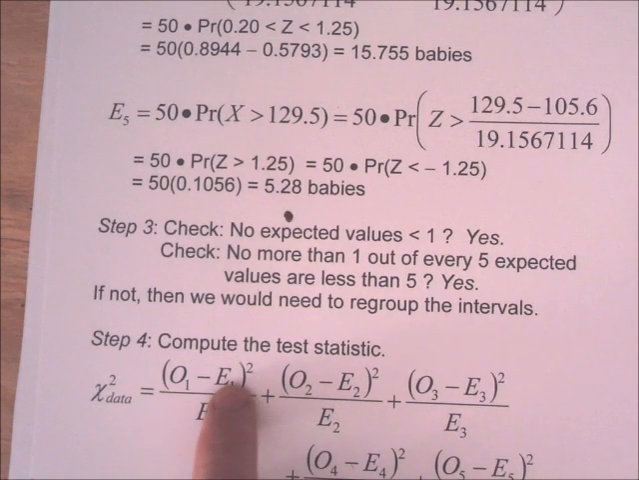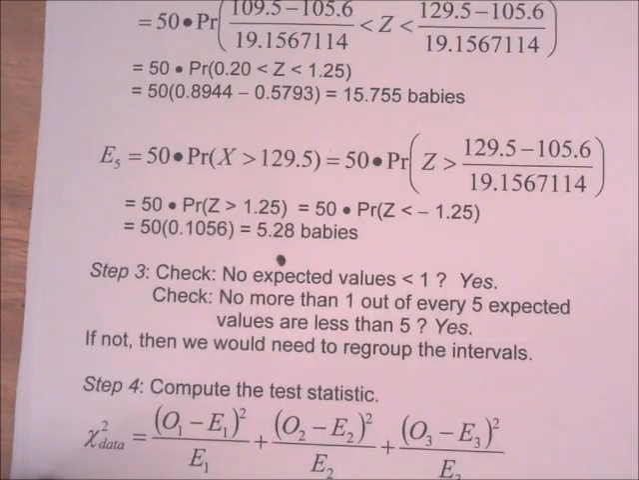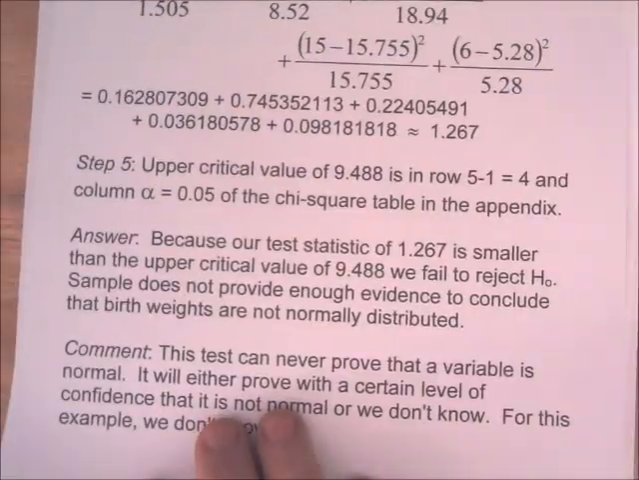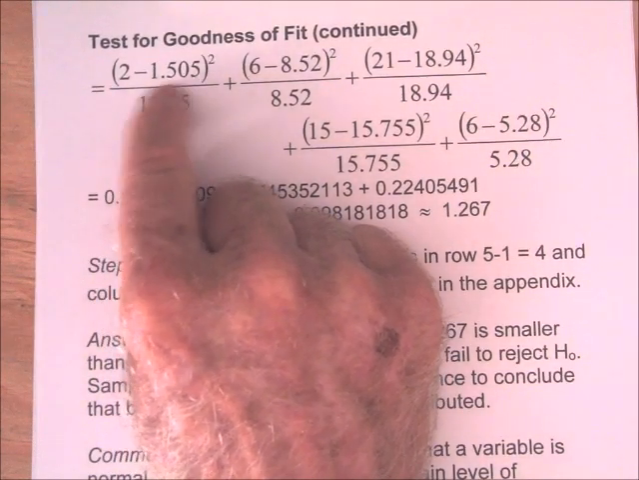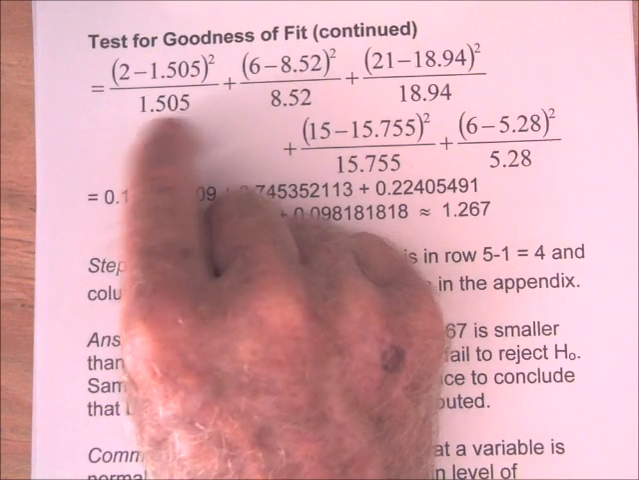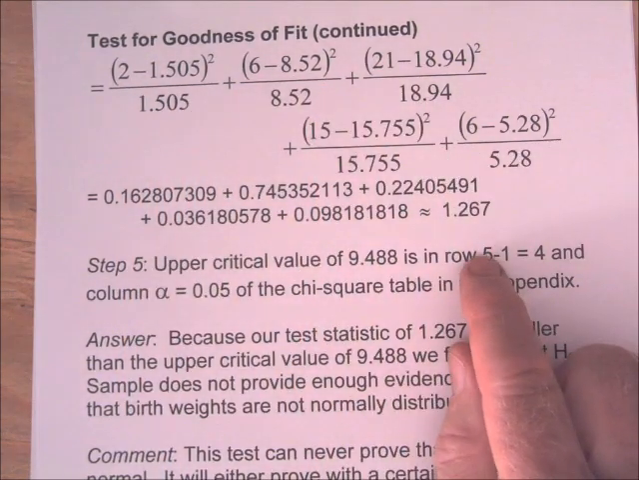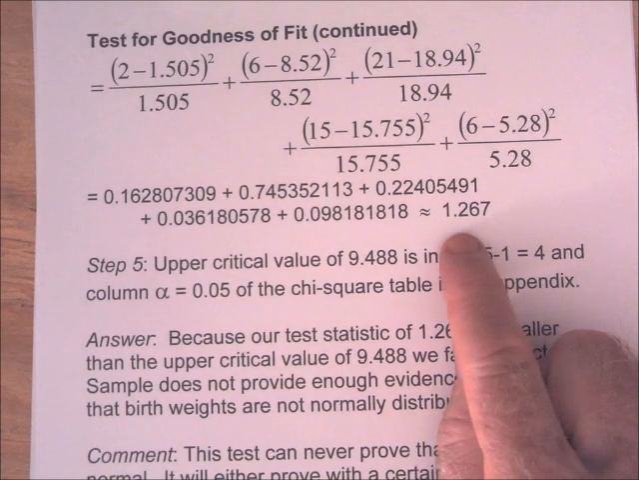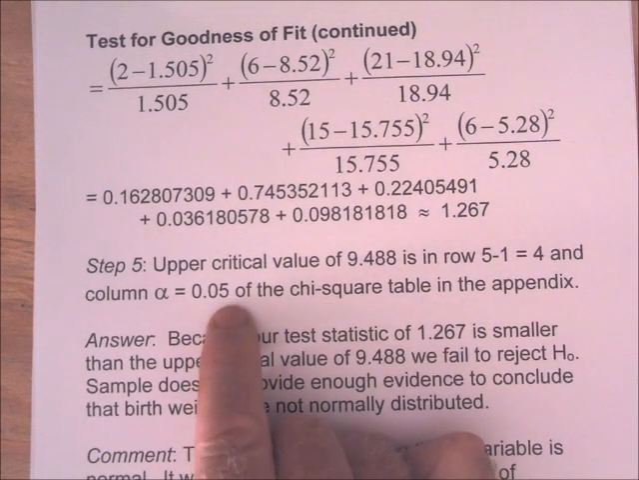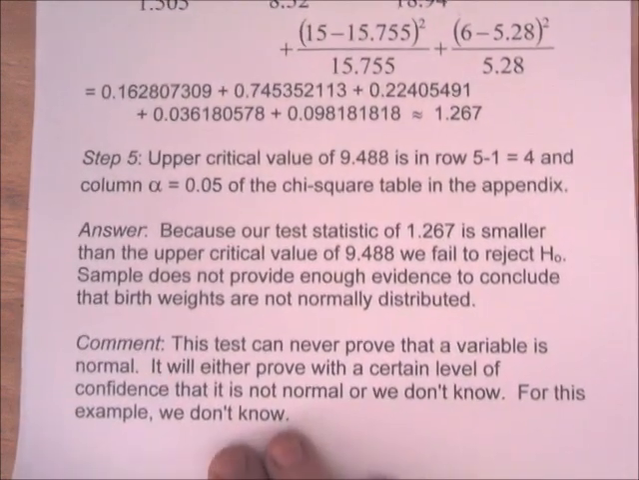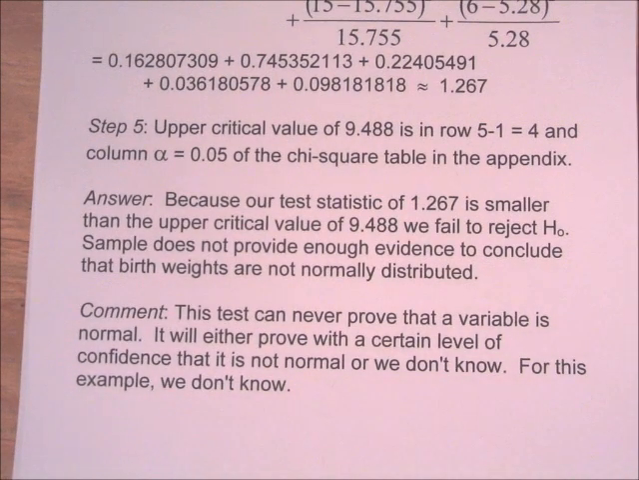Each observed minus the corresponding expected, square it, divide by the expected. So we had 2 babies observed, the expected was 1.505. That was in the 50s and 60s. Square that, divide by the expected, and so forth. And then we come up with a test statistic of 1.267. Our upper critical value is in row 4, column 0.05 of the chi-square table, and because our test statistic is smaller than the upper critical value, we fail to reject H0. The sample does not provide enough evidence to conclude that the birth weights are not normally distributed.